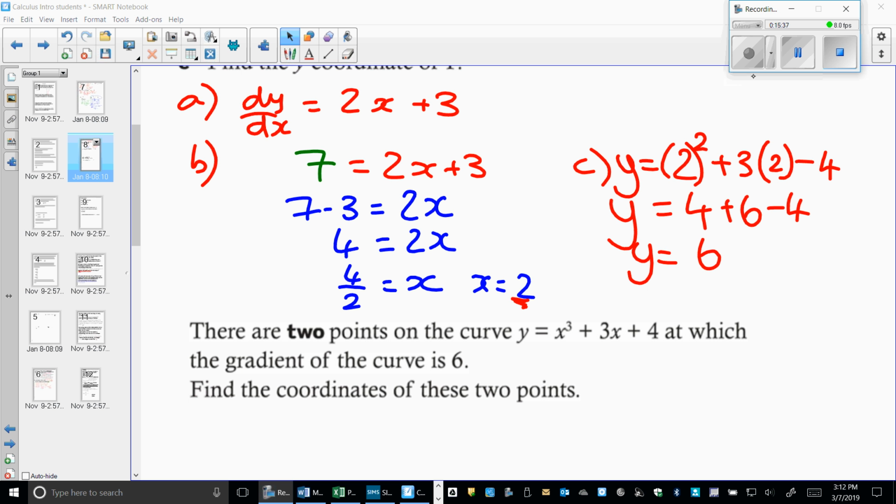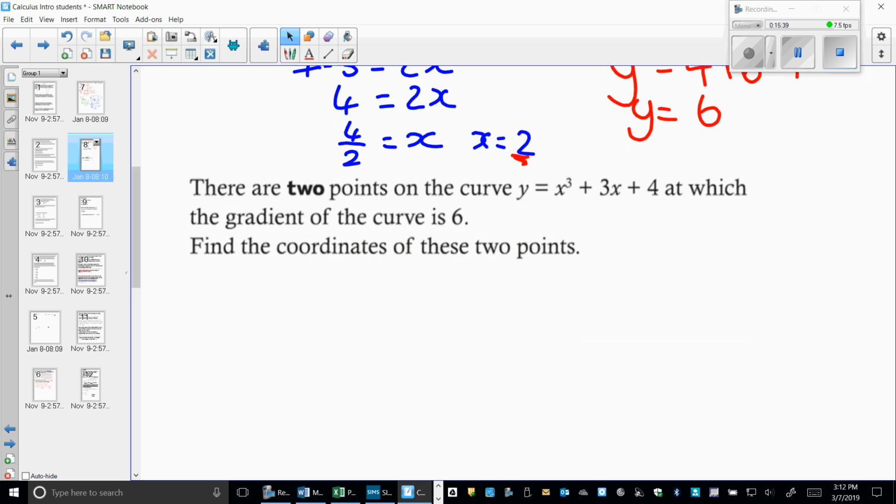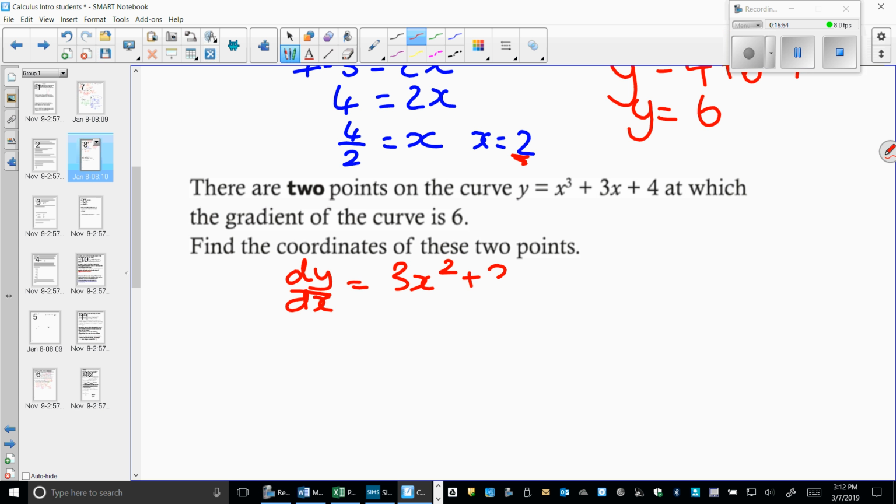Right, okay, I'm back to recording. So we've said that there are 2 points this time. Now the function is slightly different. Some of you didn't spot that it was different, and you merrily told me that the derivative was the same. But in this case, dy/dx is 3x squared plus 3. So that's my derivative. I know that the gradient is 6 at this point. So we say that 3x squared plus 3 is equal to 6. And then we're going to rearrange.